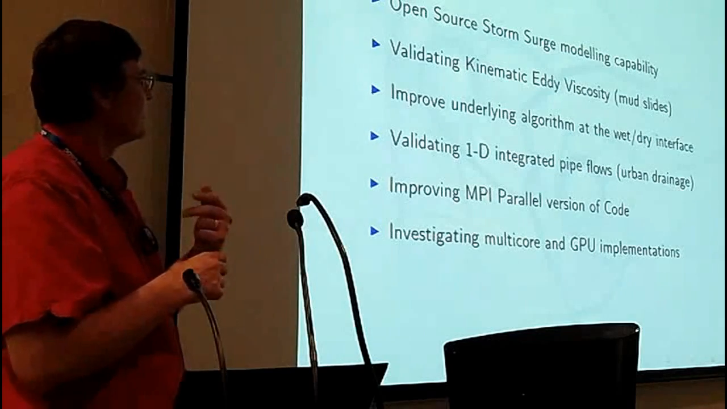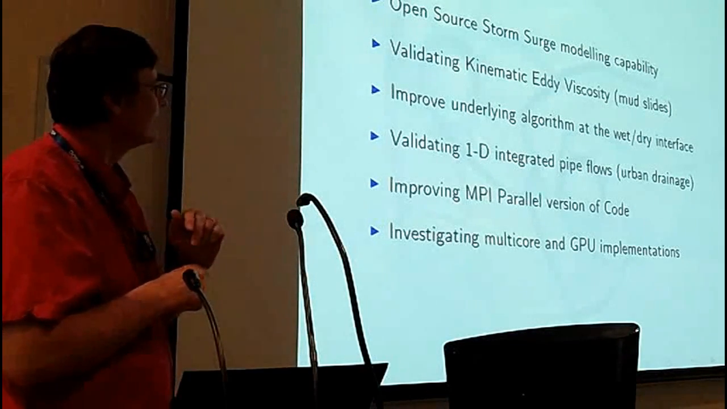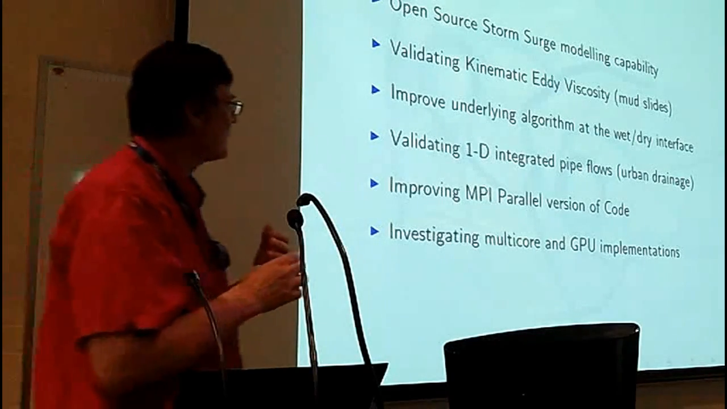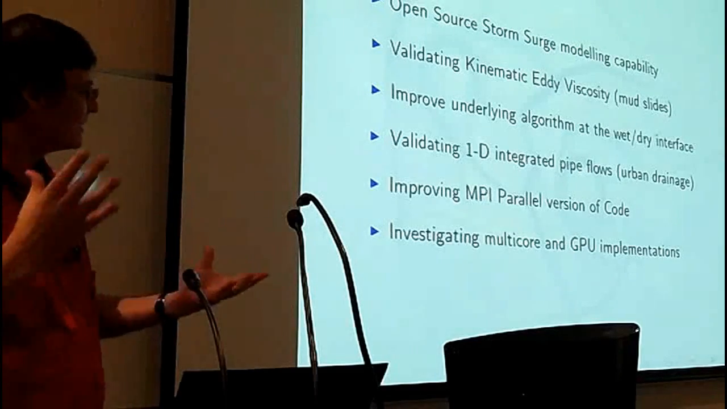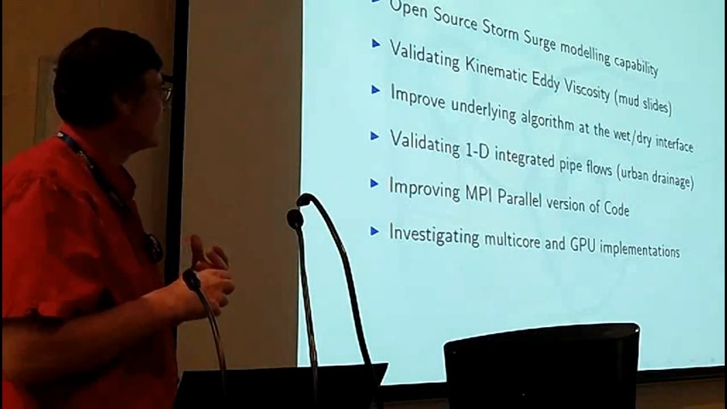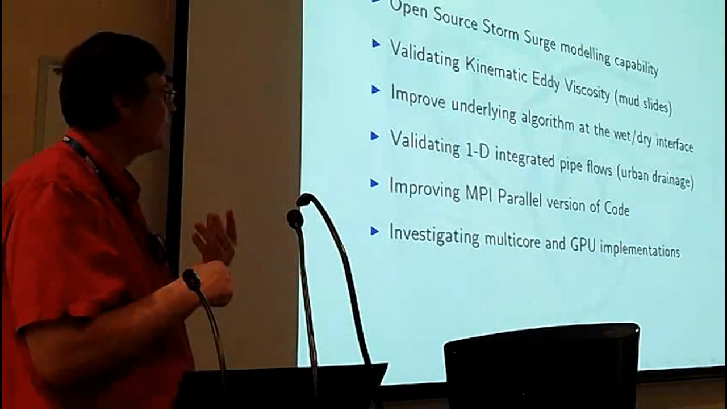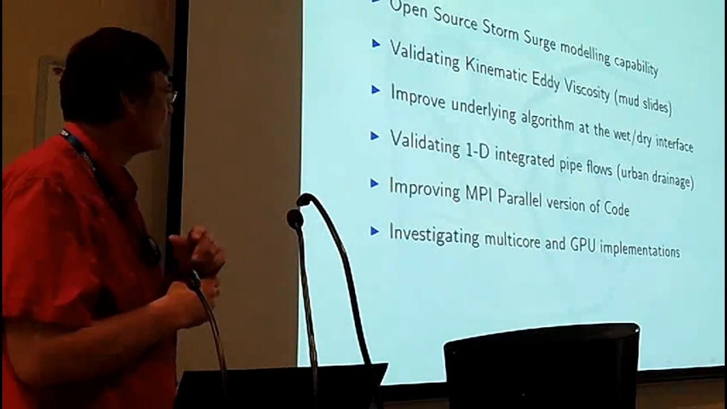We're always trying to improve the underlying algorithm, and indeed the wet-dry interface is our particular problem. We've got a set of 1D pipe flow code, 1D ANUGA, so to speak, and we're thinking of integrating those. If you've got a flood over a council area, a lot of the water goes down into the drainage system, so it's important we have that.